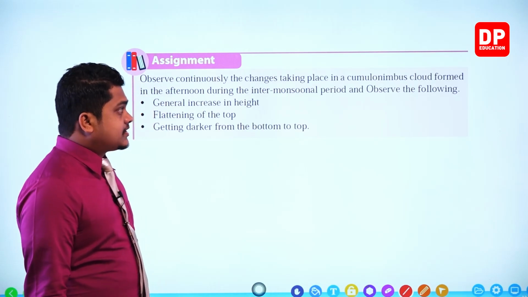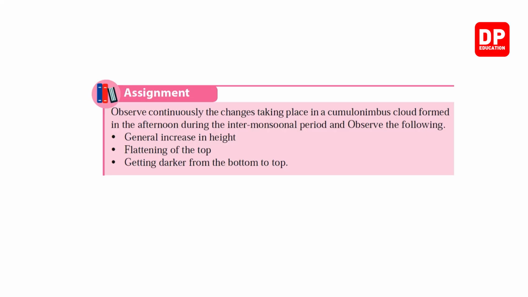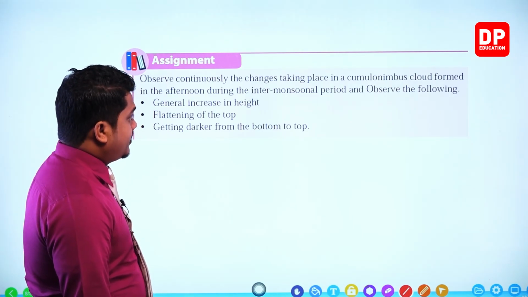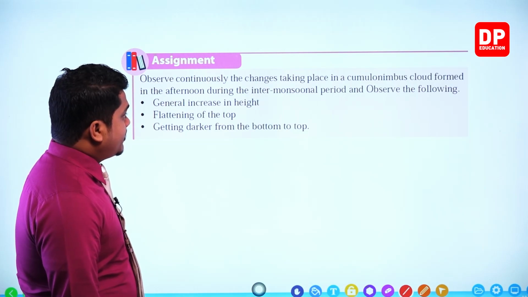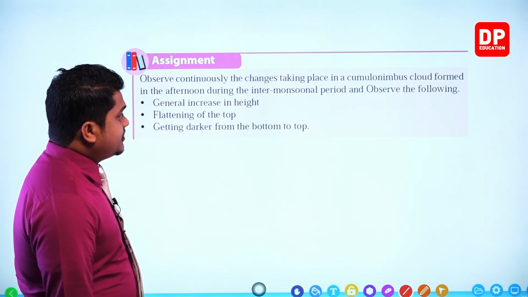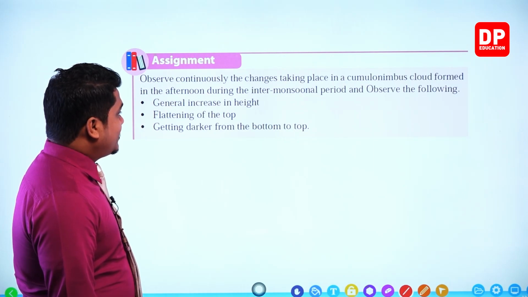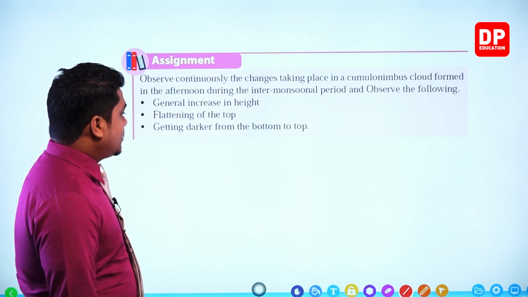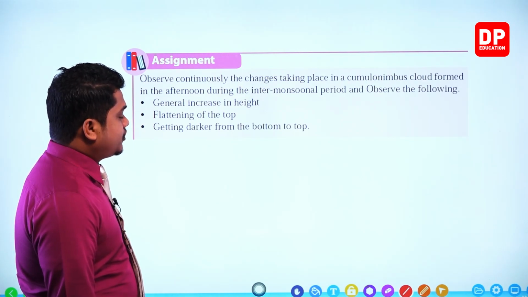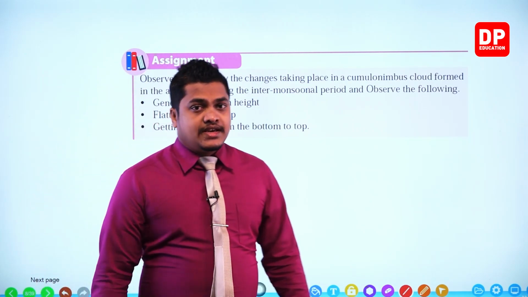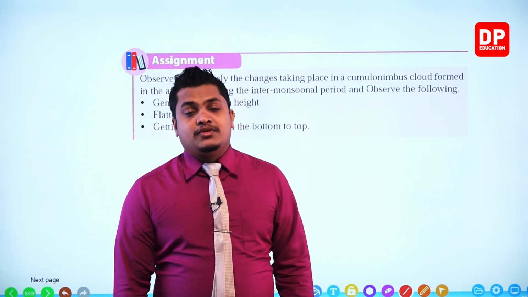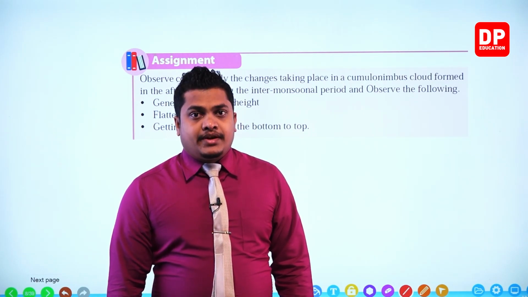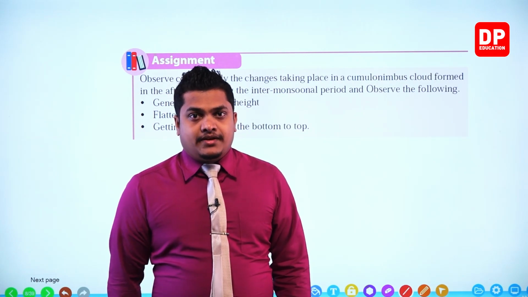So you are given another assignment. Observe continuously the changes taking place in a cumulonimbus cloud formed in the afternoon during the intermonsoonal period, and observe the following: general increase in height, flattening of the top, getting darker from the bottom to top. This can only be observed during the intermonsoonal time period, my dear children. So make sure to do this assignment then.